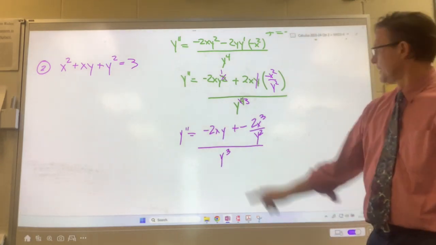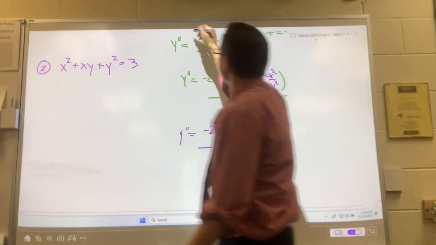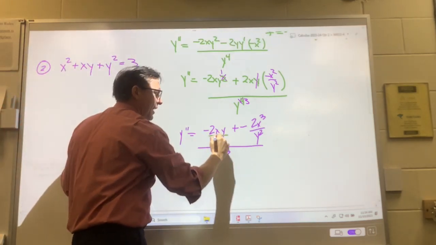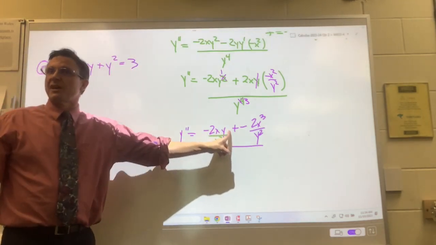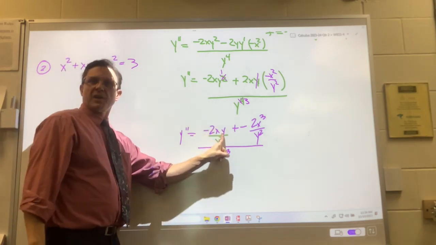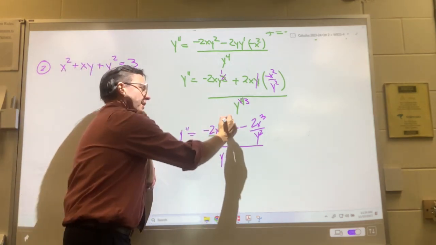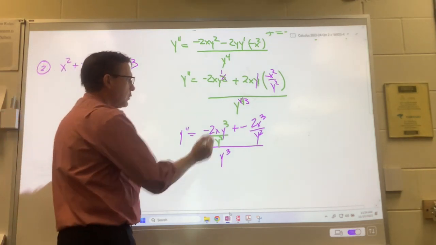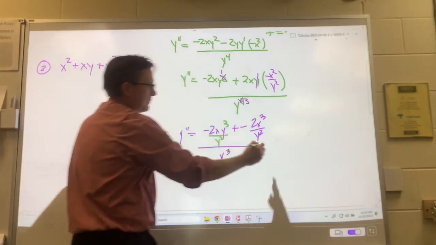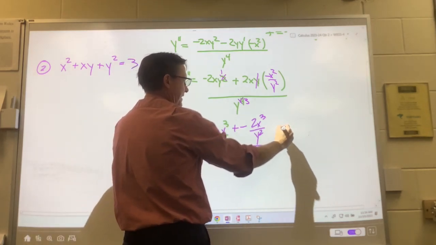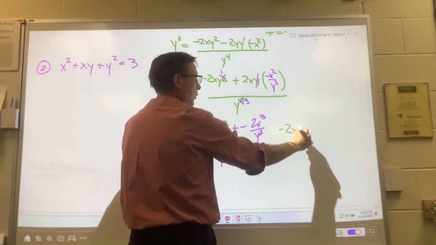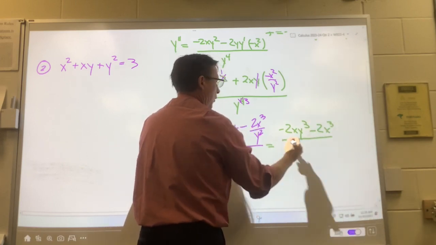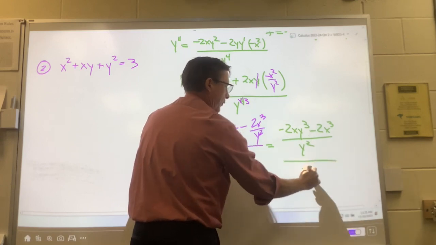Need a common denominator. I'll change color so it jumps out at us. I think I need a y squared here. So I multiply the top by y squared, right? So y times y squared is y to the third. I can agree. Let's just go to the right. So I get negative 2x y cubed minus 2x cubed all over y squared over y to the third.